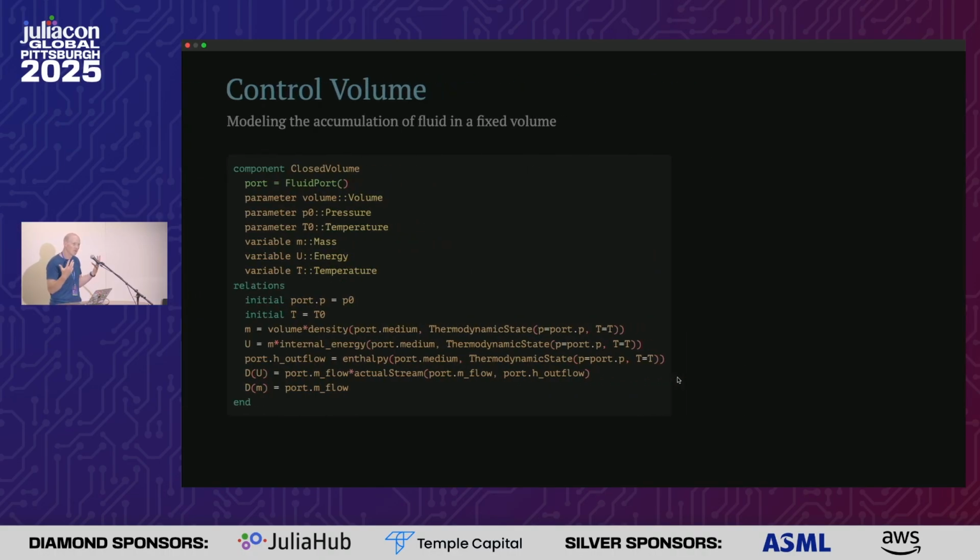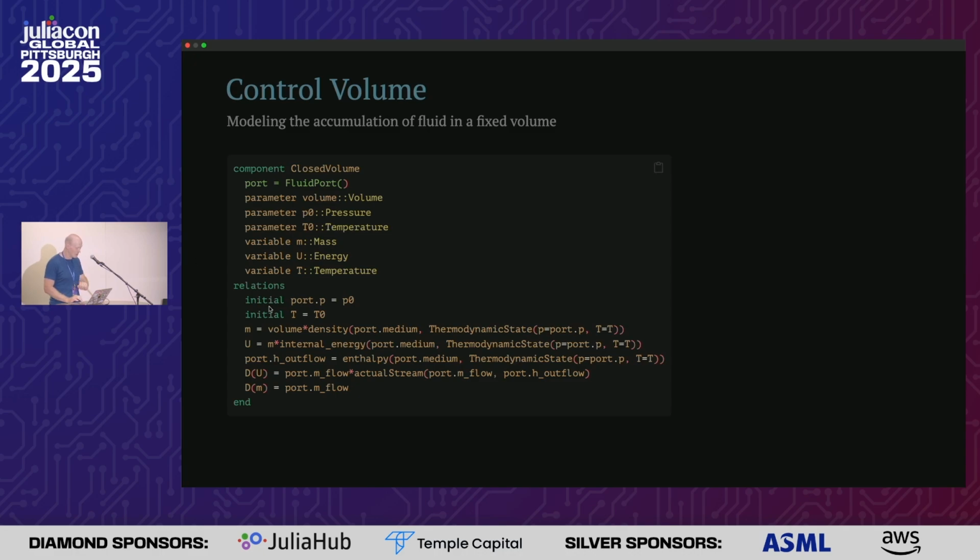And now finally, this is the last component that I'm going to show you, the sort of fundamental component, which is a simple control volume. Again, it interacts with the fluid parts of the system through this fluid port. It has a bunch of characteristics. It has a volume. It has an initial pressure. It has an initial temperature. It has a time-varying mass, time-varying total energy, and a time-varying temperature inside of it. This is where the dynamics in my system are going to come from.